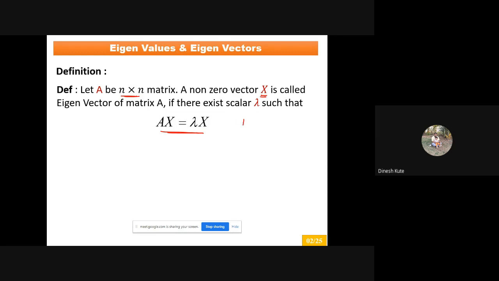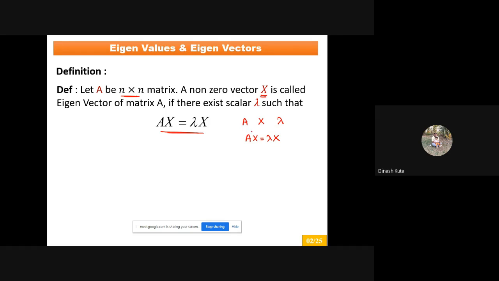Means what? If I consider any matrix A of order n by n, and the eigenvector x and the corresponding eigenvalue lambda, then how do you write this mathematically? This can be written as Ax is equal to lambda x. So these three values satisfy this relation. This is the mathematical relation which the eigenvalues, eigenvector, and that given matrix satisfy.